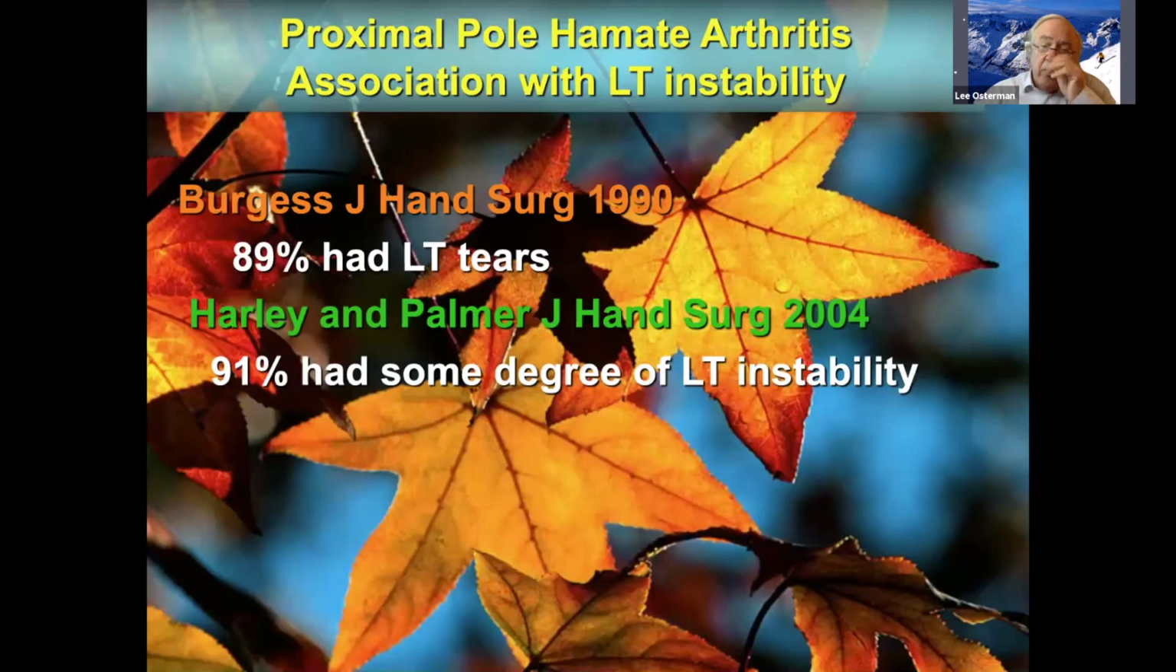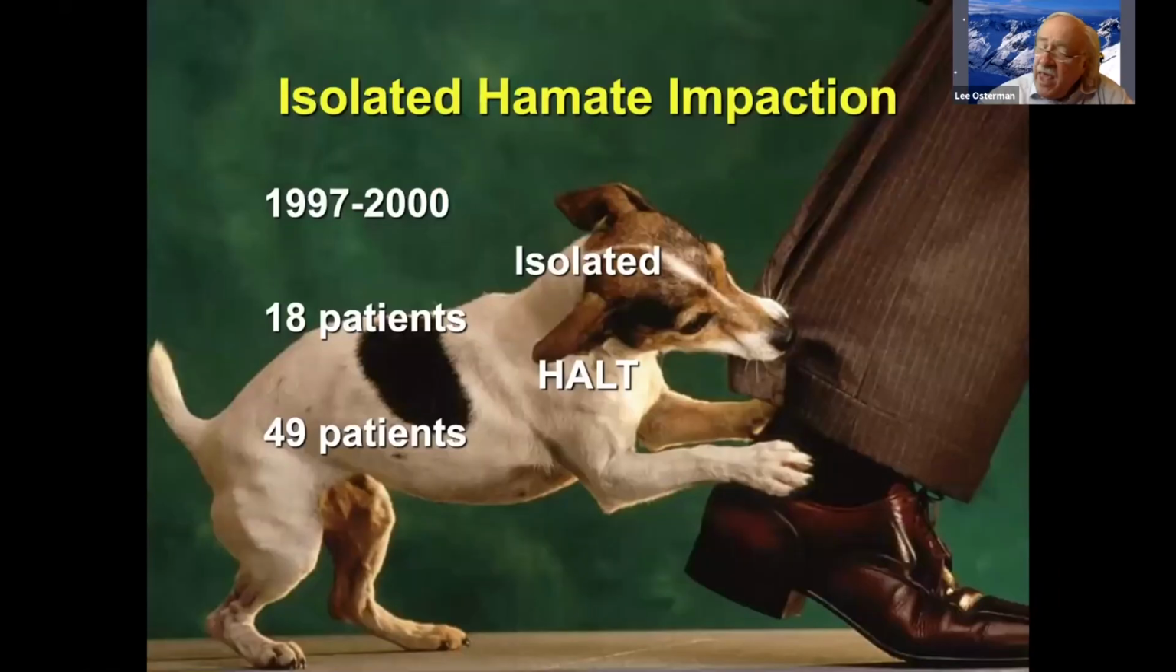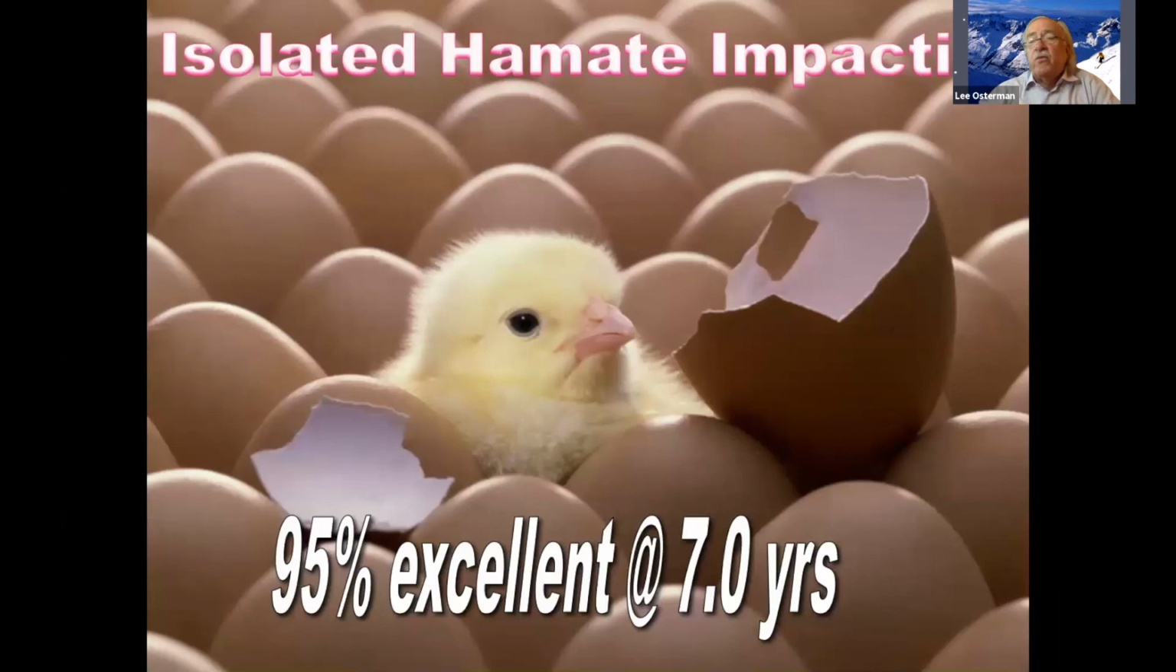Andy Palmer and his crew showed the HALT lesion, as it's called, which is where you have hamate arthrosis, as we just saw, secondary to a lunotriquetral tear. In this case, it's isolated hamate impaction, and it's not as common as LT injuries with HALT lesions, as you see here, but it is a real thing, and it can be very helpful. I'm not going to take you through the whole series, but you can get an excellent result with this.